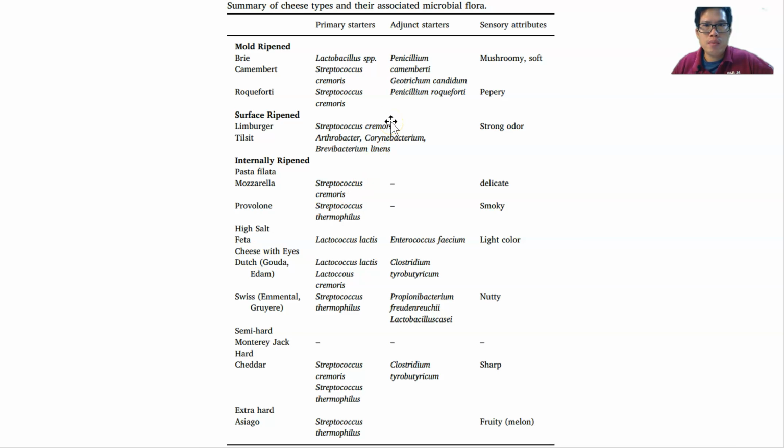So the cheese types, right, you can see from here that for different types of cheese, you use different types of primary starter, and also adjunct starter. Different microorganisms will give different types of flavor, okay. So you will see over here the sensory attributes are different flavors, okay. So choosing the correct primary starters to produce the desirable cheese is very crucial.